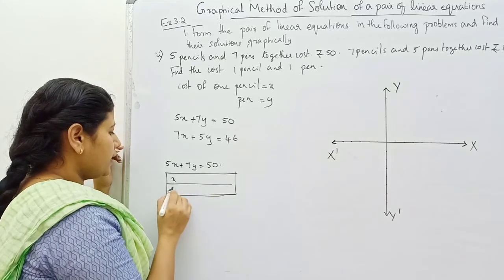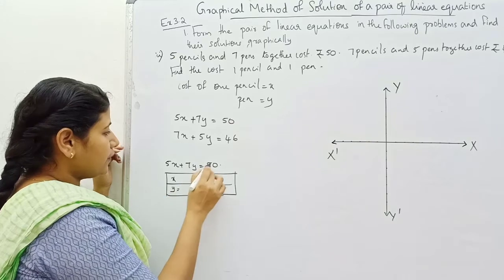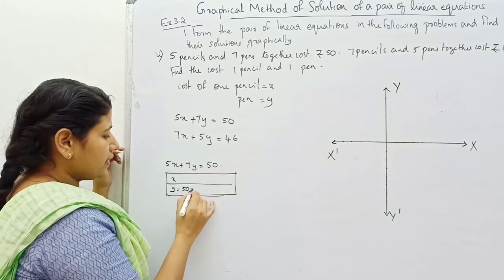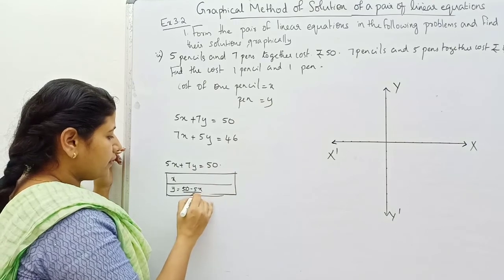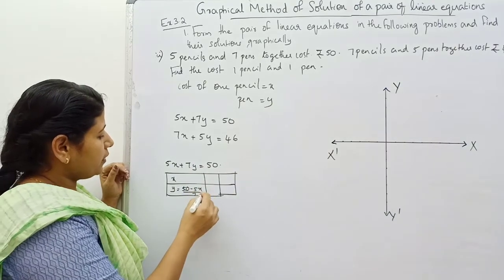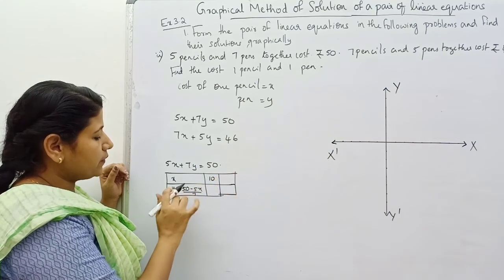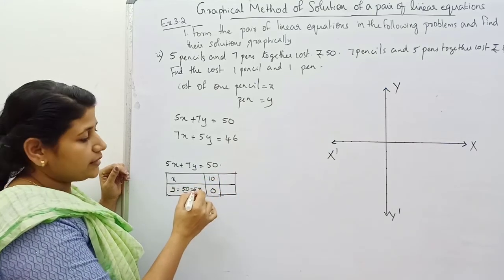X and y can be written as 50 minus 5x, isn't it? 50 minus 5x by 7. So I am substituting x as 10. Then you will get 5 into 10 is 50. 50 minus 50 is 0. You will get y as 0.